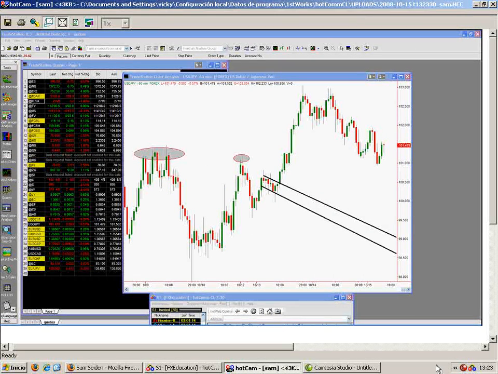Here we have just a live chart of the yen. Notice we have somewhat of a big flag up here. The play here would be to buy a breakout out of this flag, the green candle that breaks out of there.